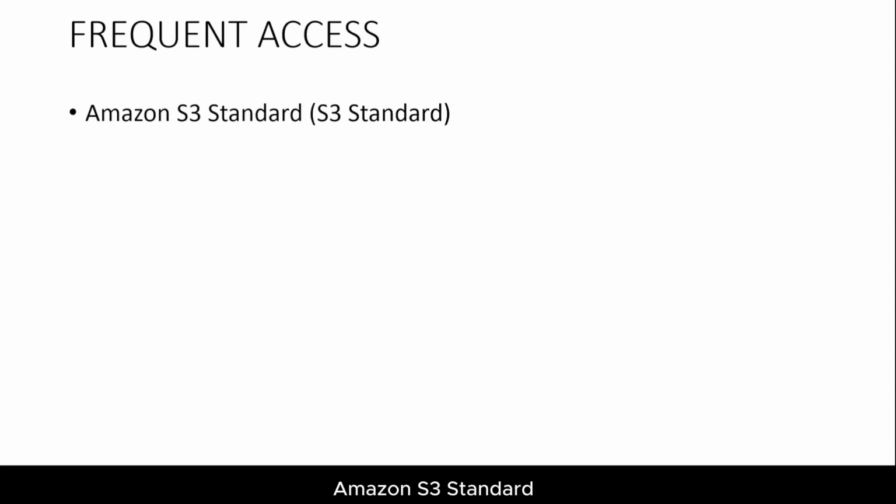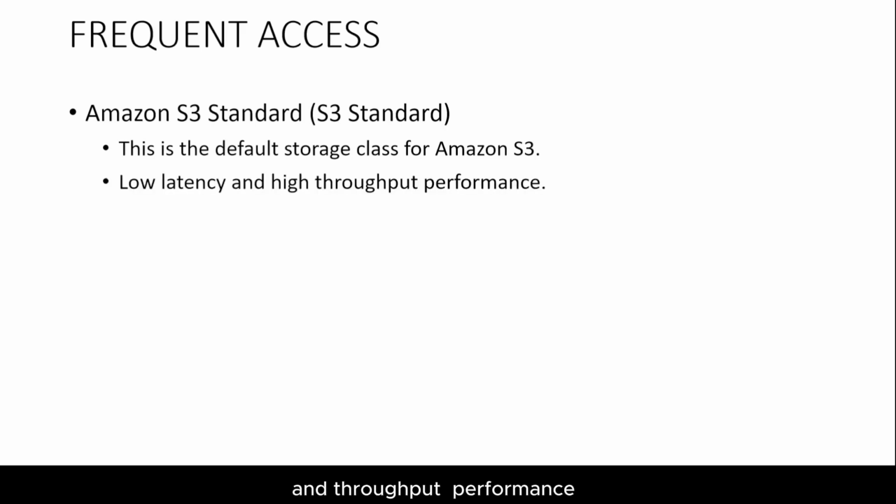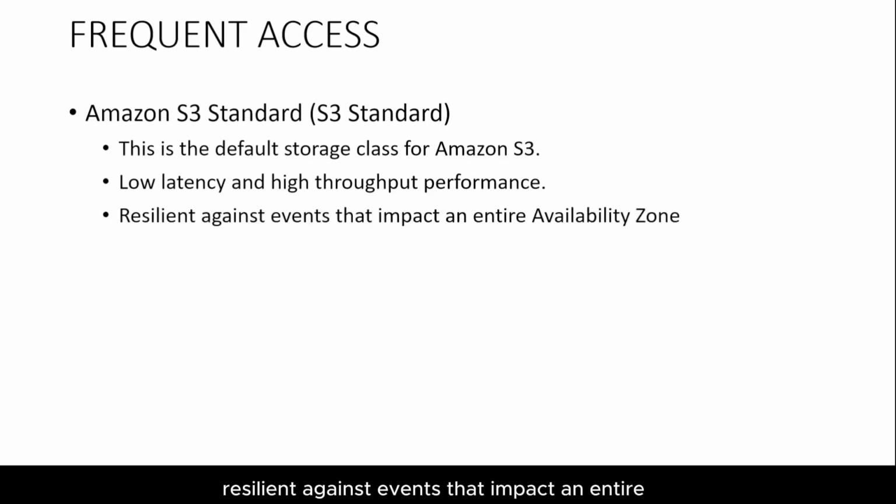Amazon S3 Standard. This is the default storage class. That is, if you don't specify the storage class when you upload an object, Amazon S3 assigns the S3 Standard storage class. Other features include low latency and high throughput performance, meaning it can handle large volumes of data or requests quickly and efficiently with minimal delay in responses.